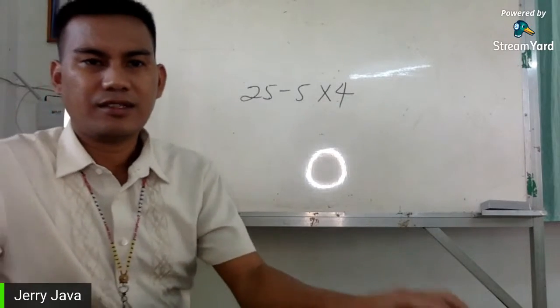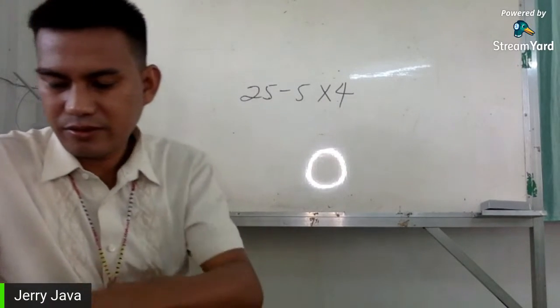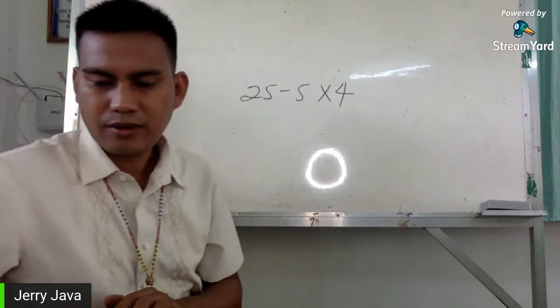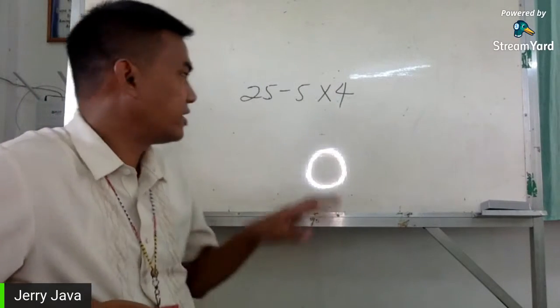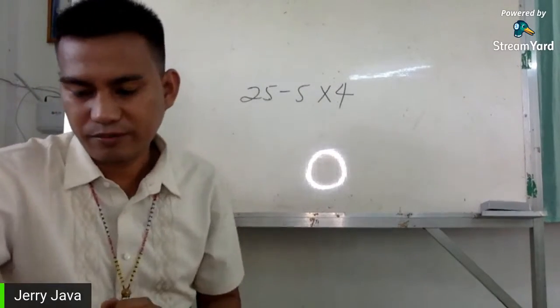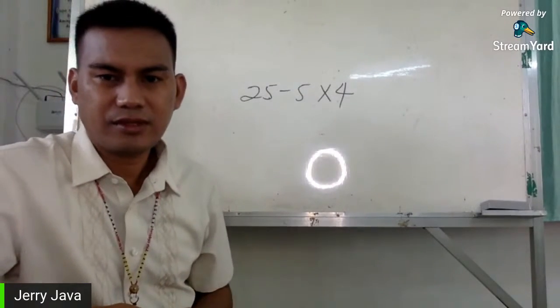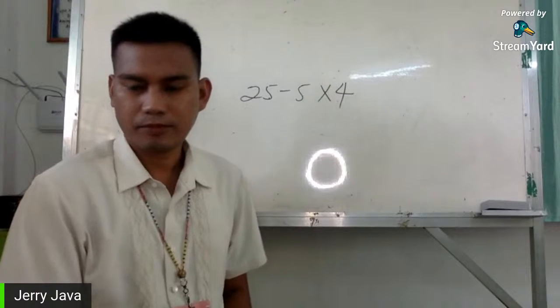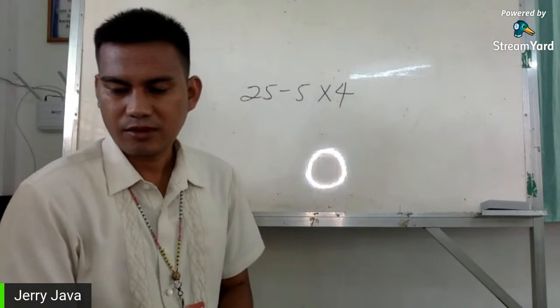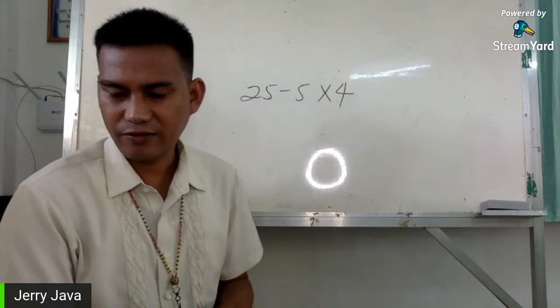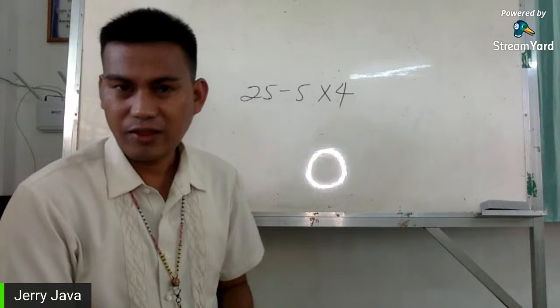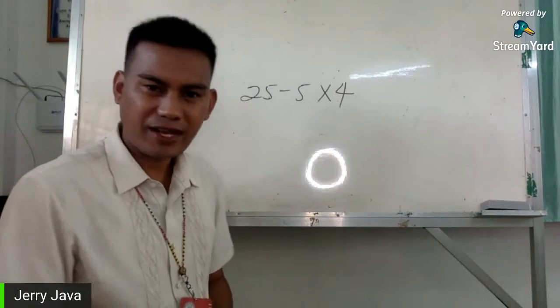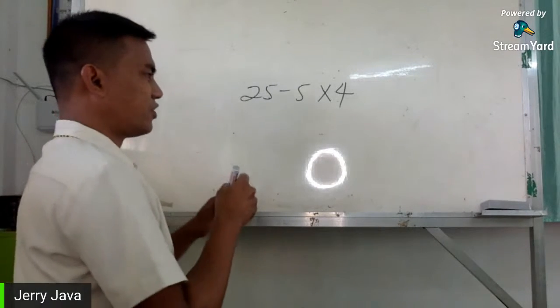Okay. Type in your answer now. What is your answer for 25 minus 5 times 4? Everybody, type in your answer. 5, 5, 5. Okay. Where are the others? Type in your answer. Okay, let's try now.